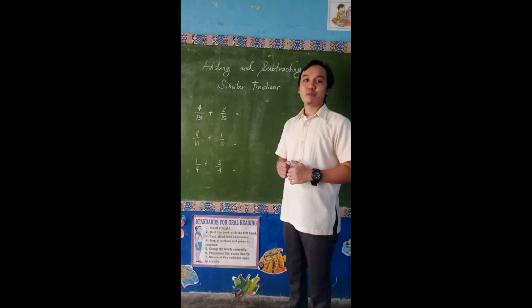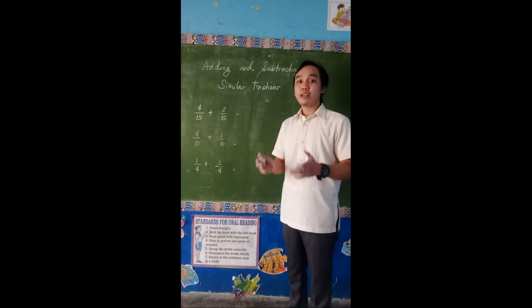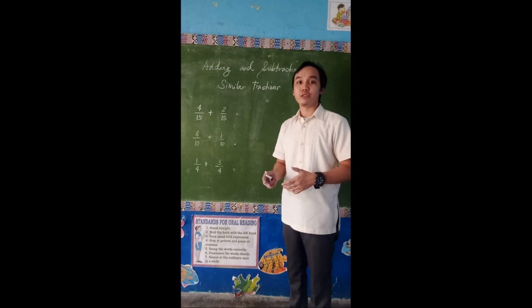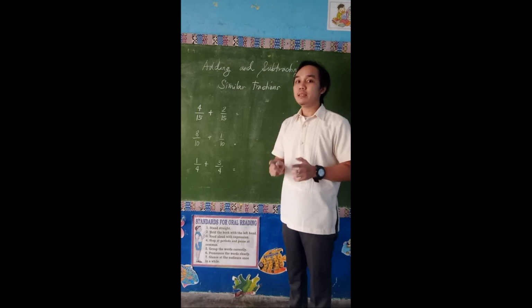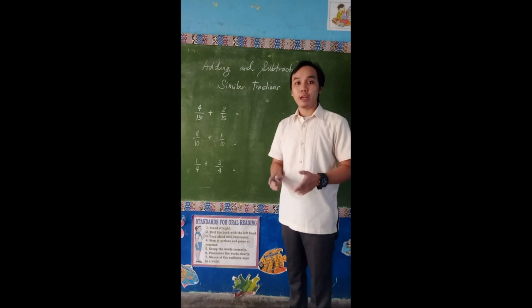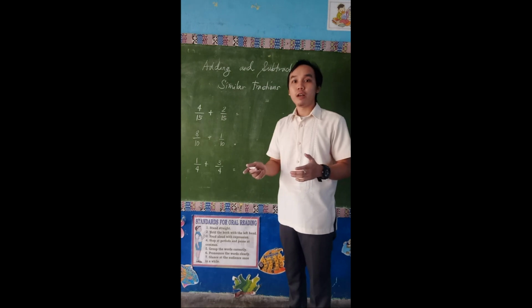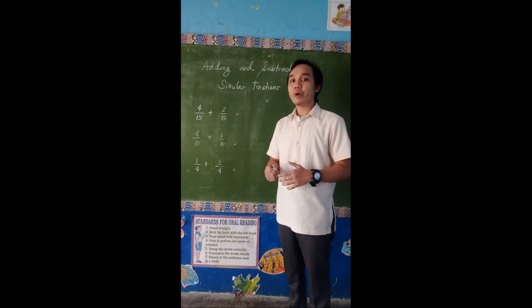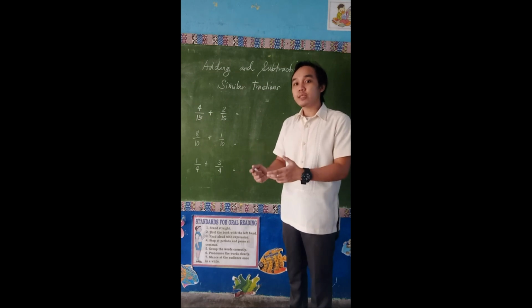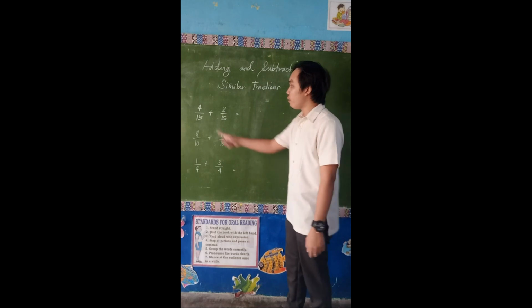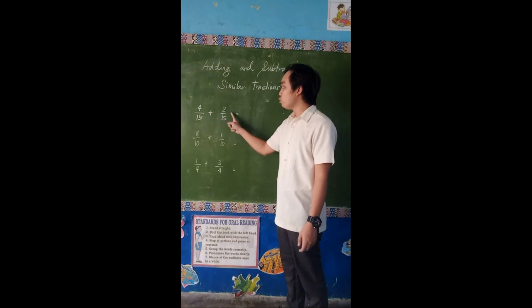After knowing the difference between similar and dissimilar fractions, let us proceed to addition and subtraction of these fractions. The first thing that we should remember is that we need to copy our denominator. Why? Because they are just the same. They are similar. So when we are adding and subtracting similar fractions, we first copy our denominator. For example, we have 4/15 and 2/15.